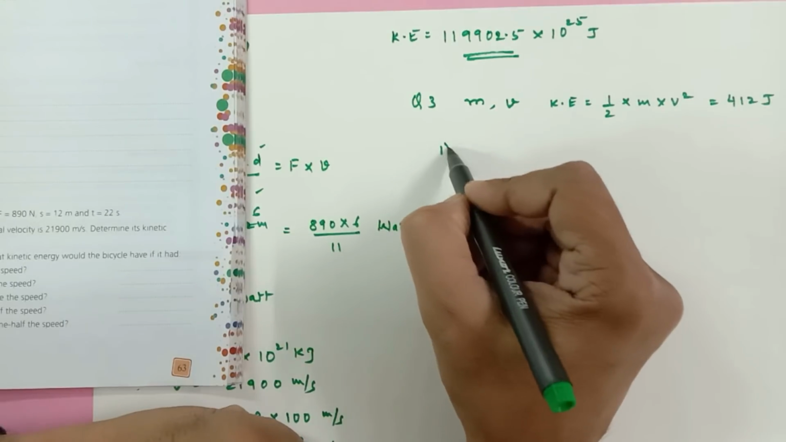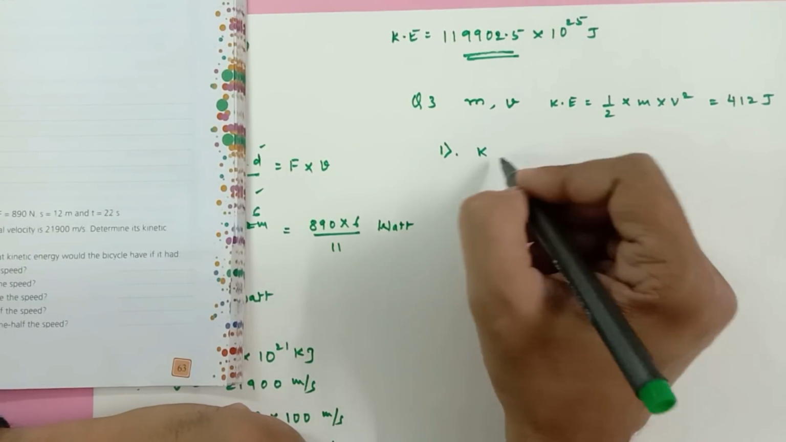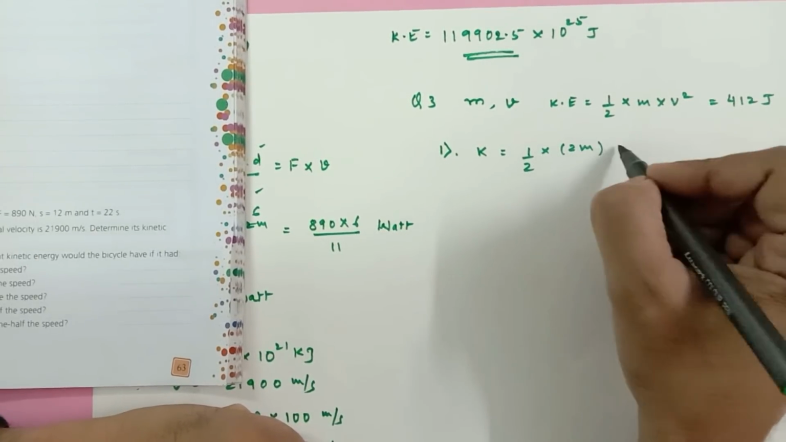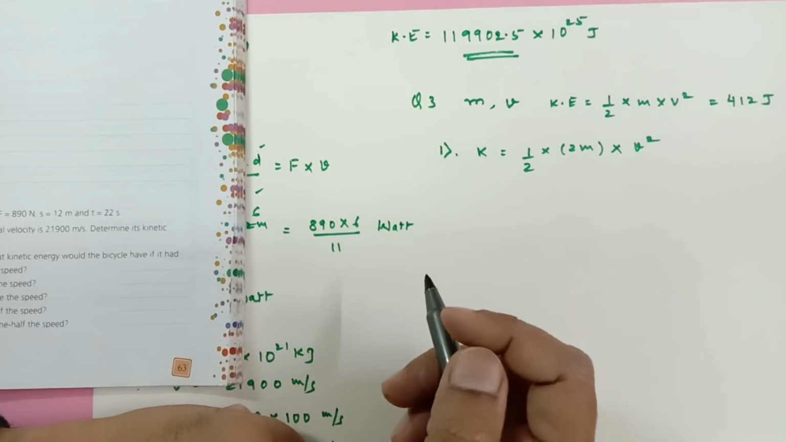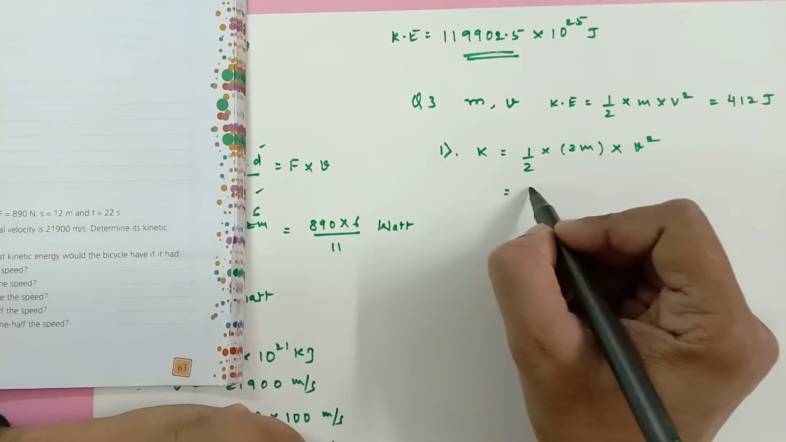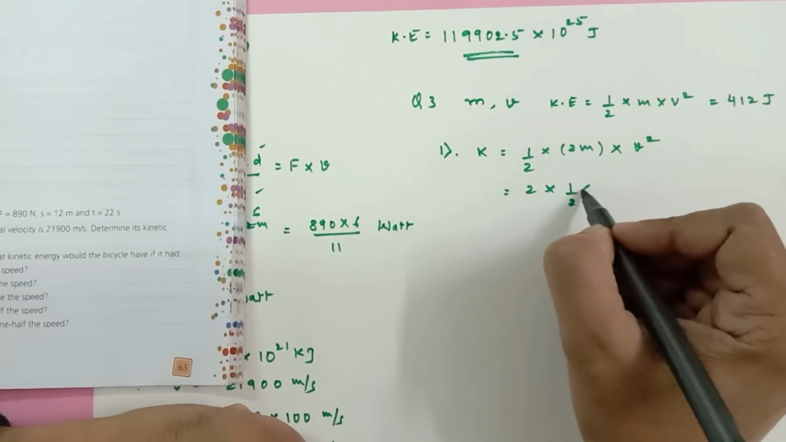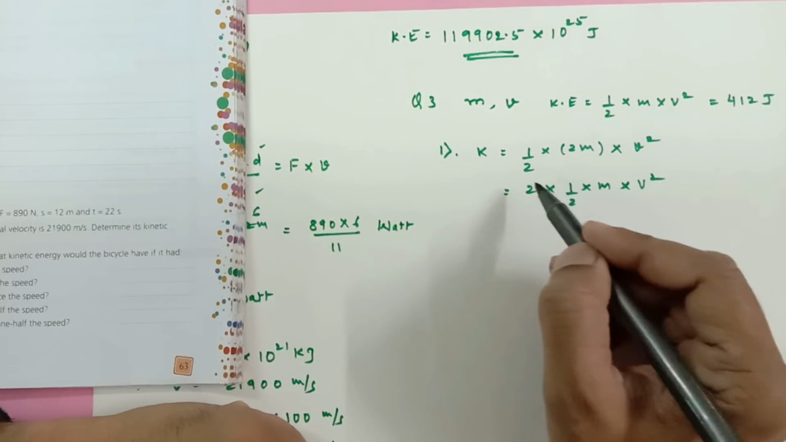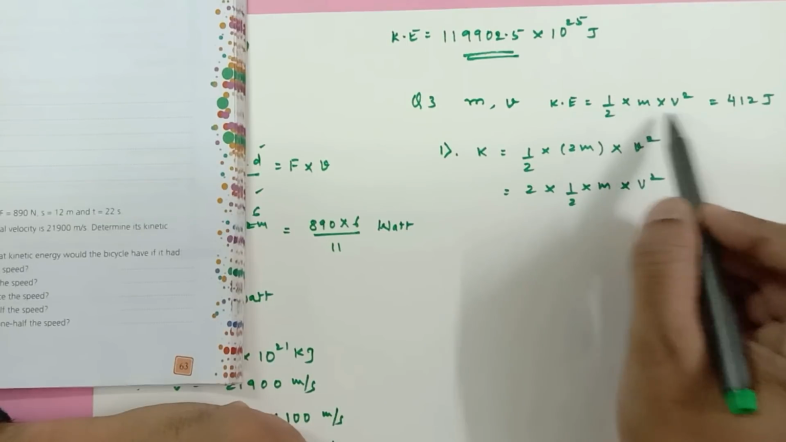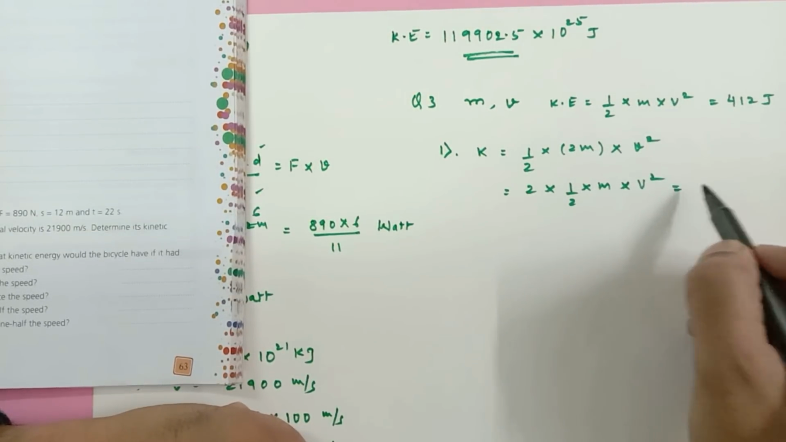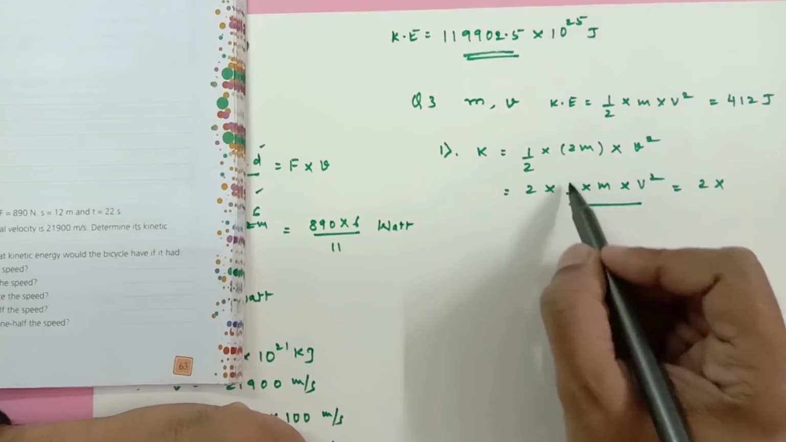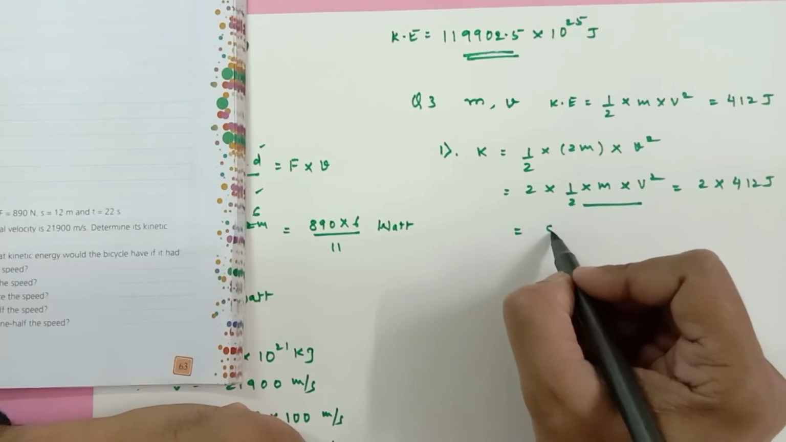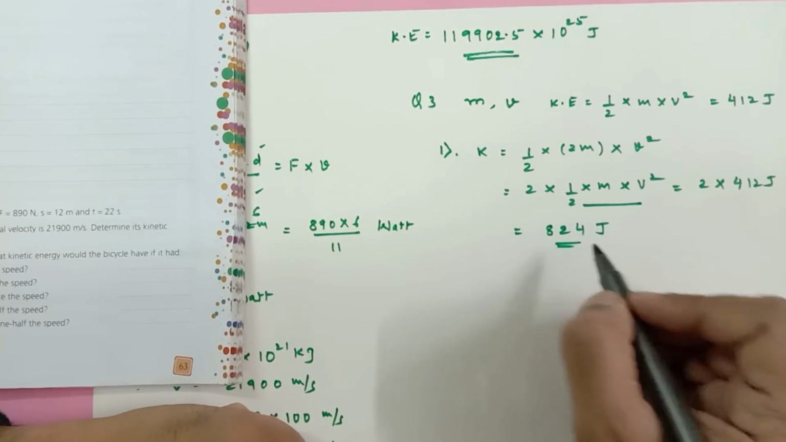So in the first case, the new kinetic energy, let us say K, is equal to half multiplied by mass becomes double, but the speed remains as it is. So this would be 2 will come in front, multiplied by half into m into v square. And in these kinds of questions, make sure you don't cancel this 2 and 2. Now this half m v square value is 412 joules. So this is equal to 2 into 412 joule. So our answer is going to be 824 joule in the first case.